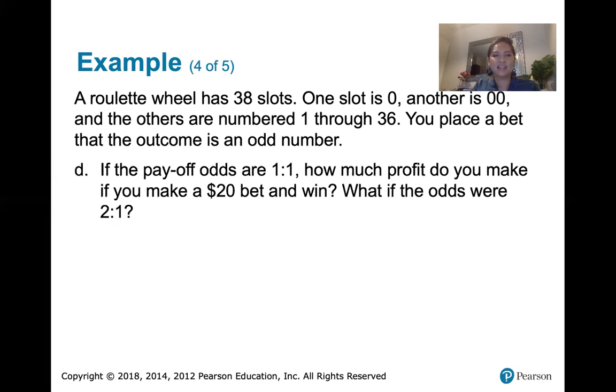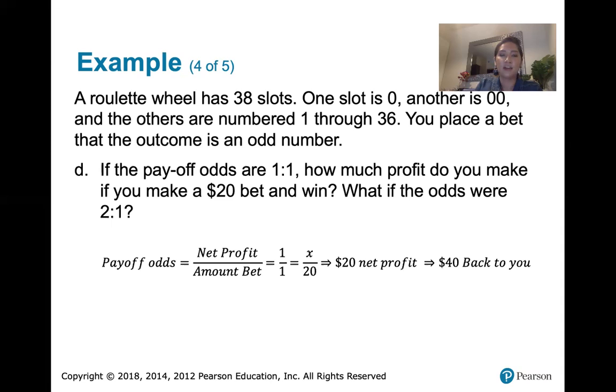And then this question is asking about payoff odds. Now remember what payoff odds are. It says, if the payoff odds are 1 to 1, how much profit do you make if you make a $20 bet and then win? And then the question says, what if the odds were 2 to 1? Remember what payoff odds are.